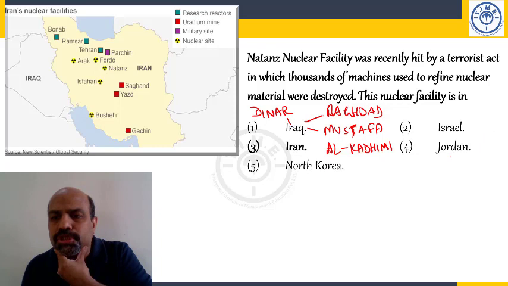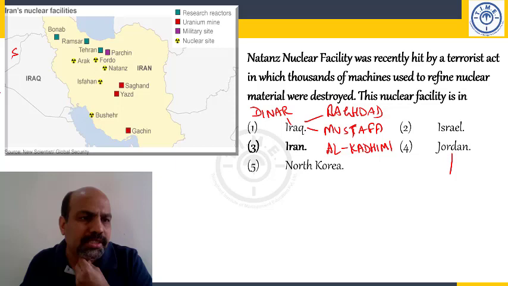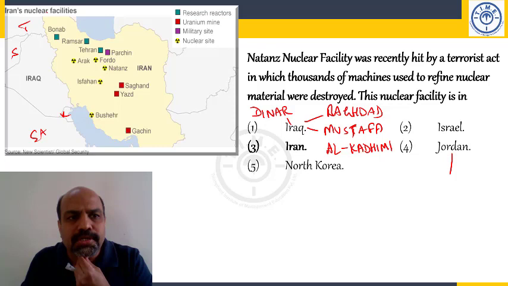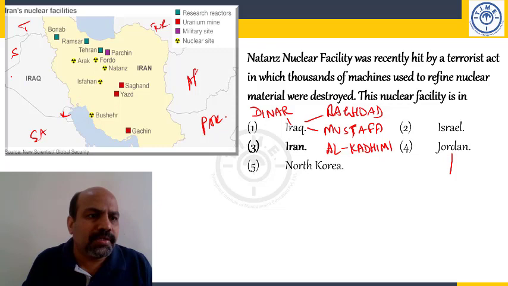Jordan. Jordan is a country here. This is Syria. Okay. Next down there is Jordan. This is Saudi Arabia, Kuwait. This is Turkey. This is Afghanistan. This is Turkmenistan. Pakistan. Okay. Maybe some other countries. Yeah, Jordan would be right here, just on this part basically.